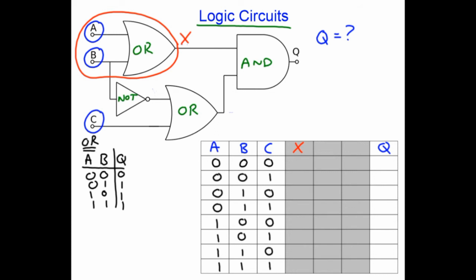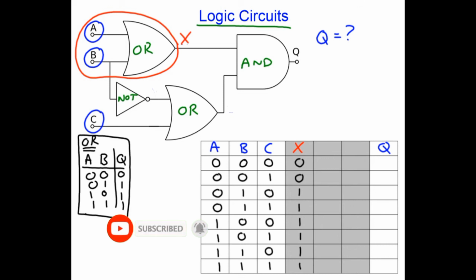So we're doing an OR gate of A and B. A and B are 0 and 0, so I get 0; 0, 1 gives 1; 1 and 0 gives 1; 1 and 1 gives 1, as per this truth table here. Okay, so that's the first intermediate column done.